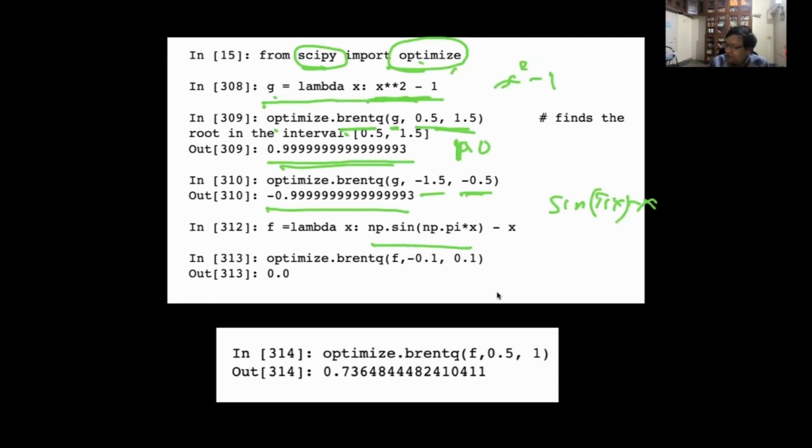You can have a more complex function like sine pi x minus x. It has two solutions, right? Sine pi x will be like this, and y equal to x is this. It becomes 0 at x equal to 0 and x equal to 1. If I choose my interval as minus 0.1 to 0.1, then I'm going to get 0. And if I choose my interval from 0.5 to 1, then I get this one. All right, so we can use this function brentq.